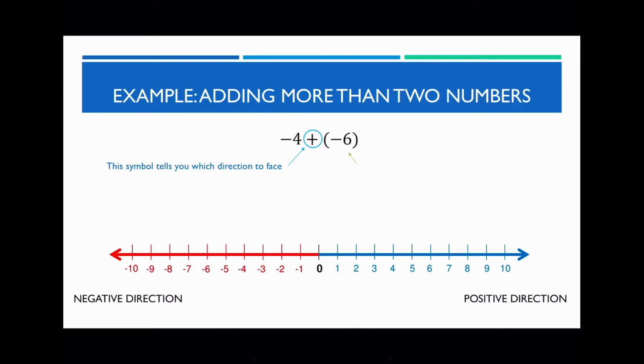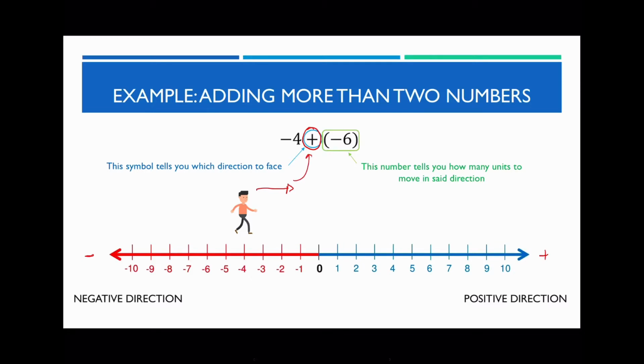Because this is a positive, you need to be facing the positive direction, and the positive direction is found towards the right, whereas the negative direction is found towards the left. You've got the -6, and this tells you how many spaces you need to move based on this direction. In this case, -4 is over here, so you're facing towards a positive direction because of the addition sign.